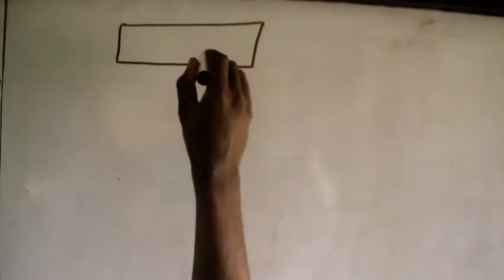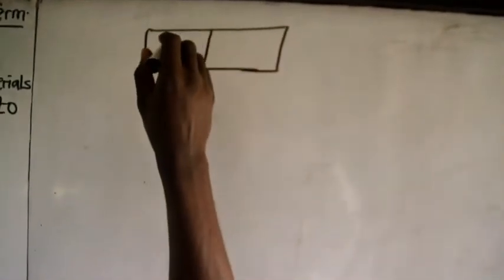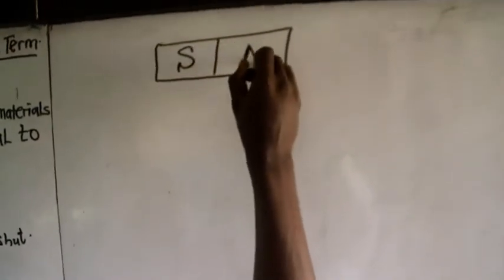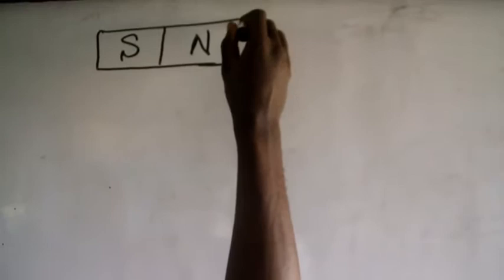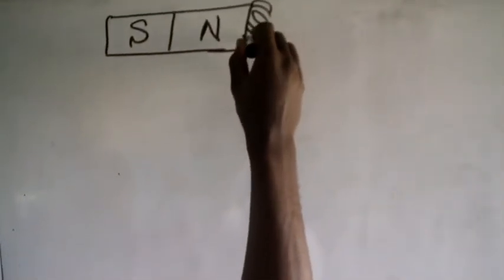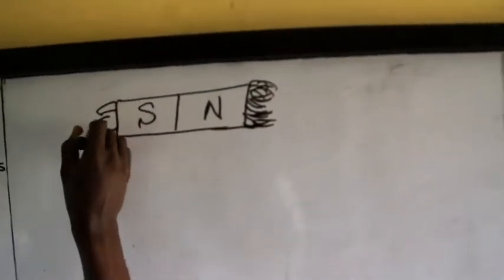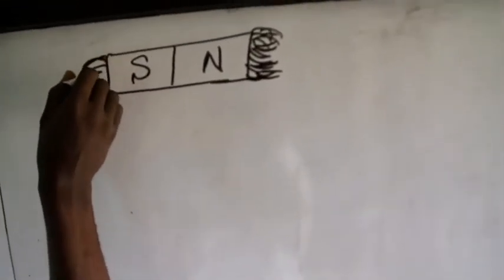Drawing. Assuming we want to use a bar magnet. So this is a south pole, north pole. You see that these iron, steel materials are attracting themselves, also attracting themselves at the poles.